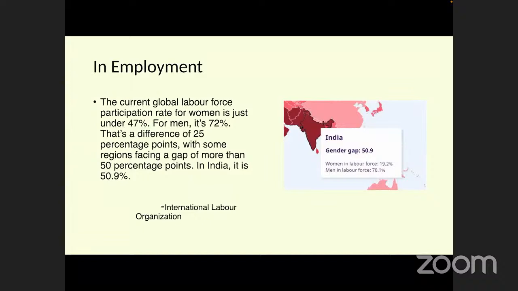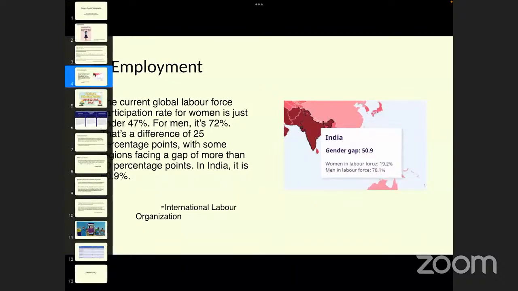According to the International Labor Organization, for men it's 72%, and for women it is just 47%. So that's a difference of 25 percentage points, with some regions facing a gap of 50 percentage points. If we take the aggregate rate in India, it is 50.9%. So these are some of the issues that as citizens we have to take very seriously and address. Wherever we see an example of inequality, we should not stay silent. We should raise our voice and ensure that we work towards a better India.